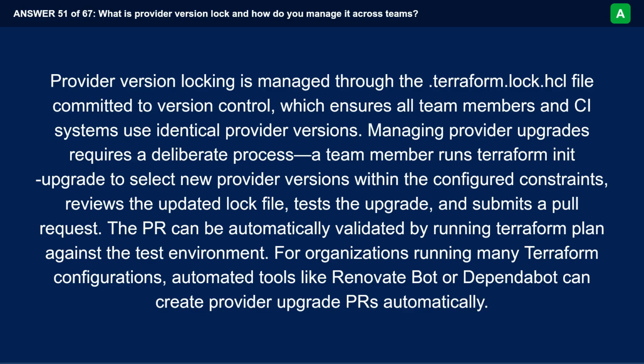A team member runs terraform init -upgrade to select new provider versions within the configured constraints, reviews the updated lock file, tests the upgrade, and submits a pull request. The PR can be automatically validated by running terraform plan against the test environment. For organizations running many Terraform configurations, automated tools like Renovate Bot or Dependabot can create provider upgrade PR tickets automatically.